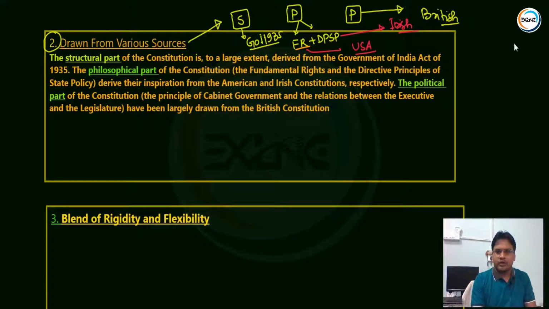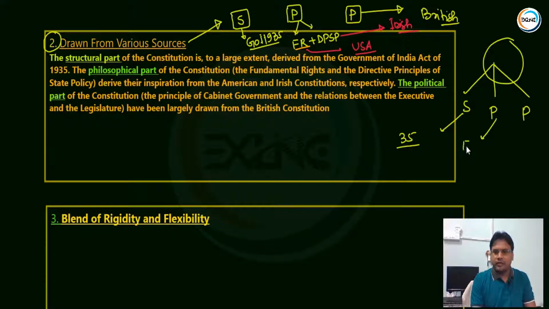Understand the concept. There is a Constitution of India. It has three parts, that is structural, philosophical and political. Structural, Government of India Act 1935. The philosophical, that is the Fundamental Rights and DPSP. So the Fundamental Rights कहाँ से लिया गया है? It is the USA Constitution. DPSP is taken from the Ireland Constitution.